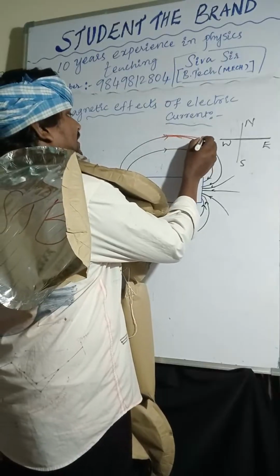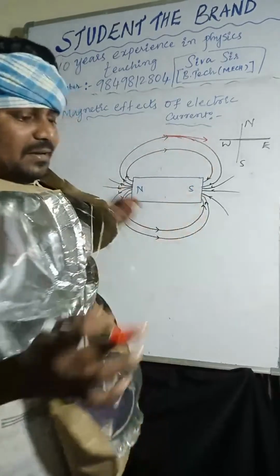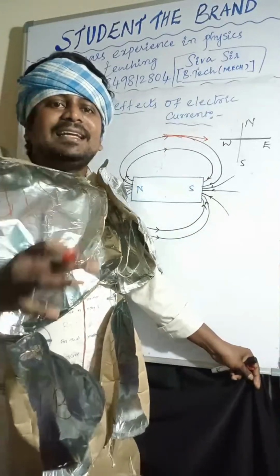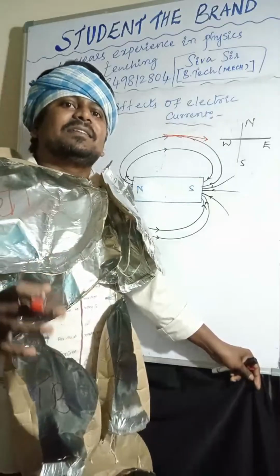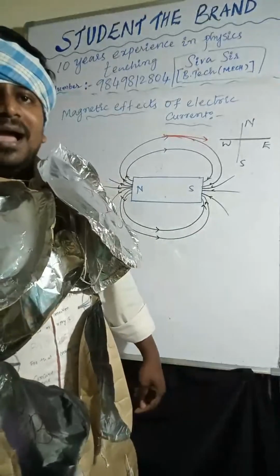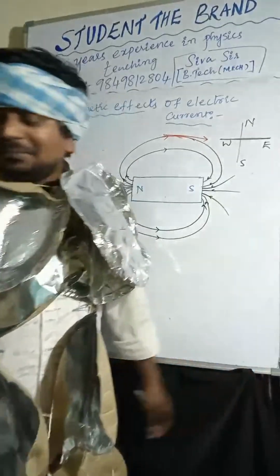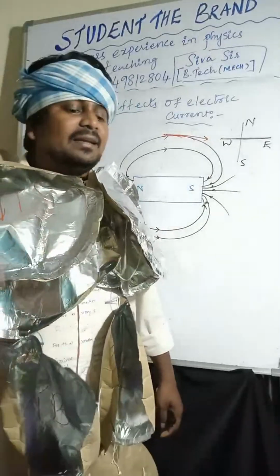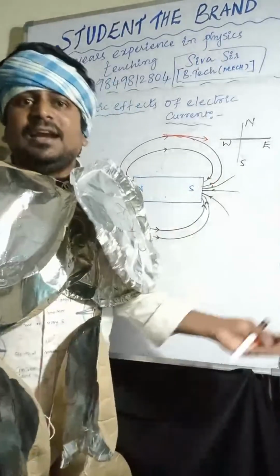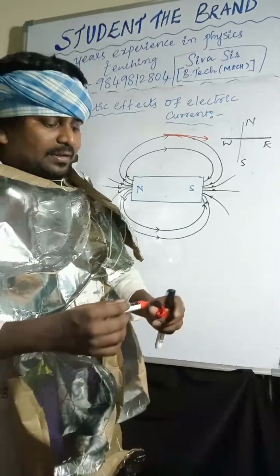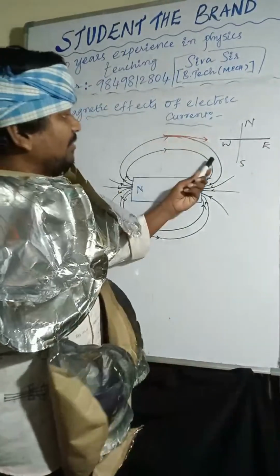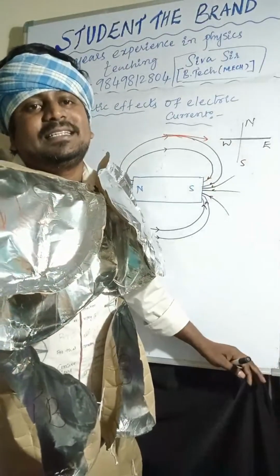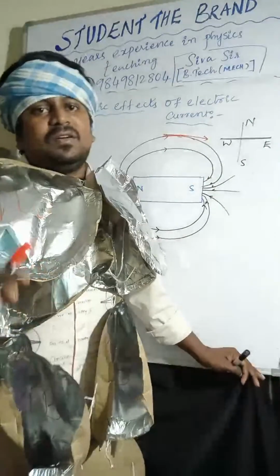So if you're drawing like this, that is a tangent. What is a tangent? The line that touches the curve, the magnetic field line, at one point. That is a tangent. Here the field will be there, here the field will be there, here also. Around the magnet, up to a certain distance only, the field will be there.